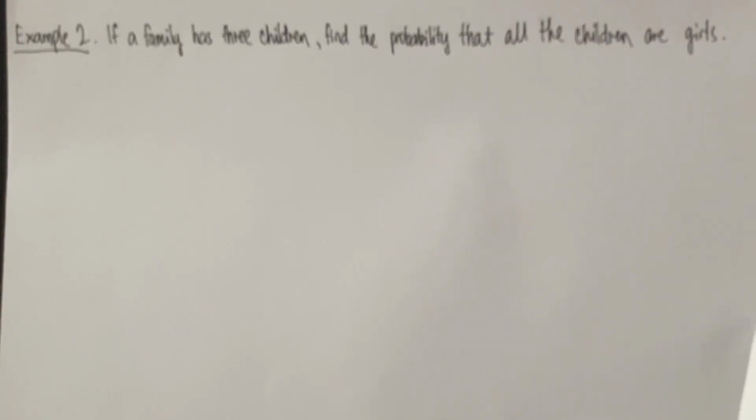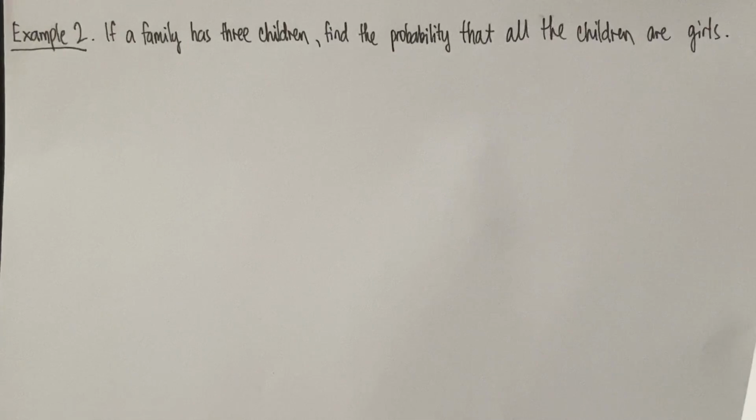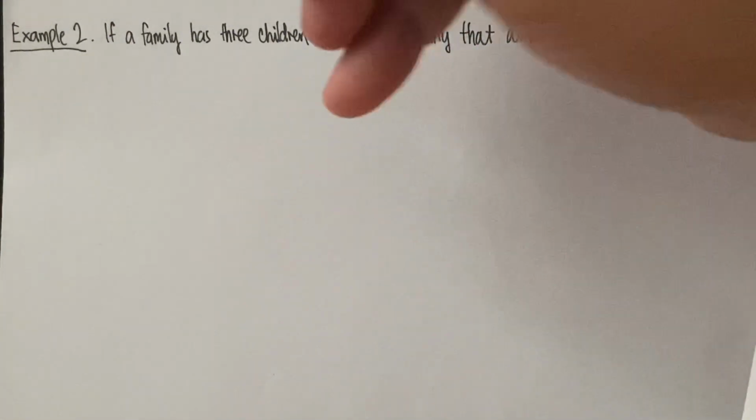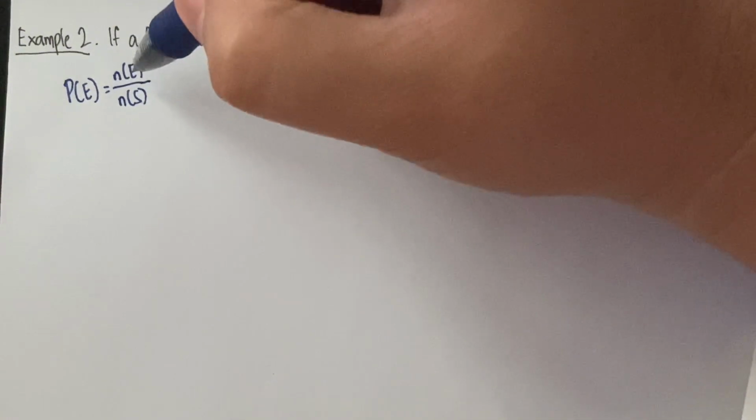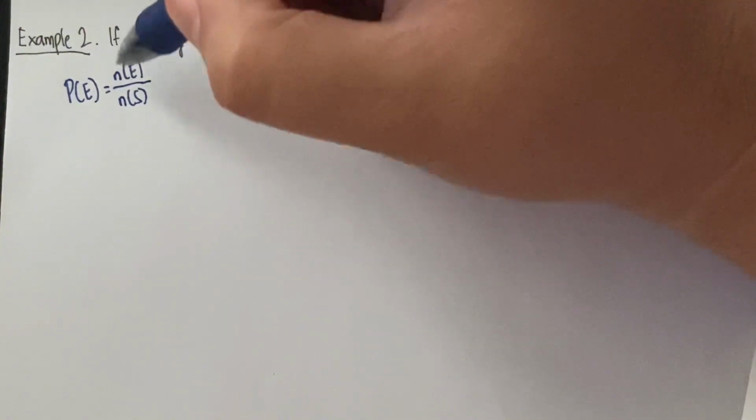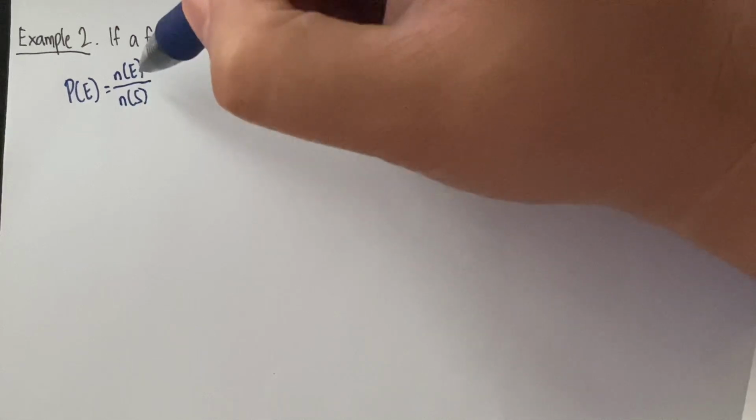Okay, so welcome to the second video in examples in probability. We're still in classical probability, wherein we have the formula P of E, the probability of a certain event, is equal to the cardinality of that event divided by the cardinality of the sample space. Again, let's simplify this. The probability of event E is equal to the number of sample points in E divided by the number of sample points in the sample space.